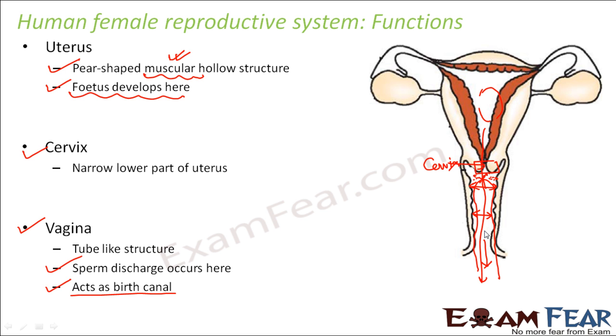Now we will see how exactly the eggs, or the ova, are produced, and then we will see how fertilization takes place. So now, quickly look at the different parts once again.